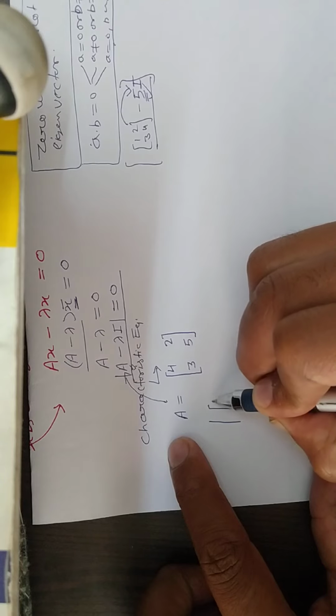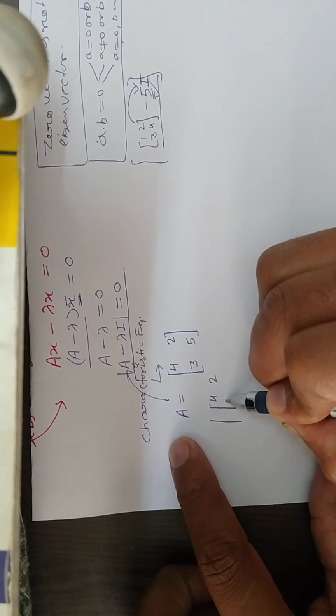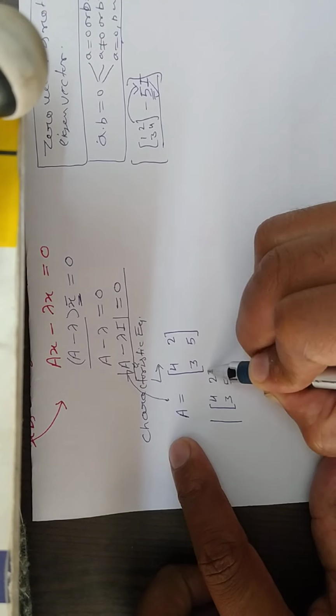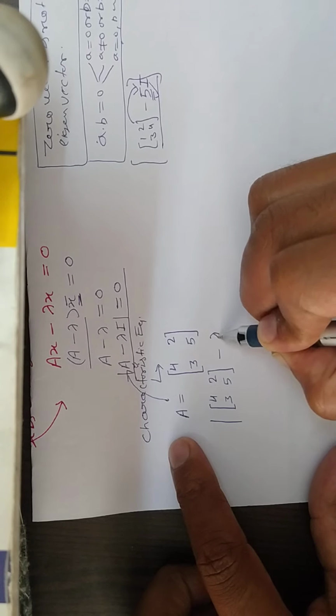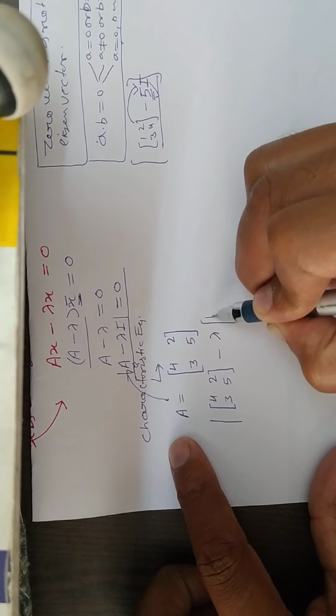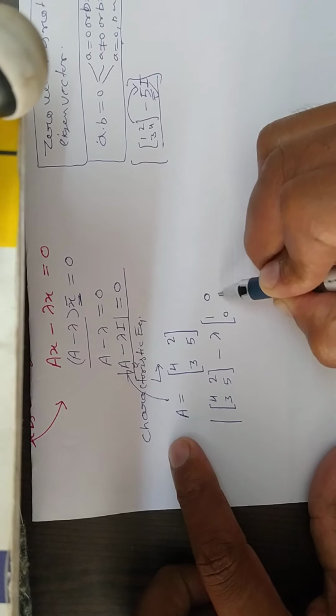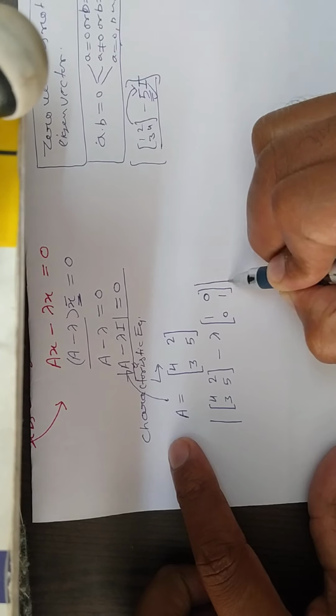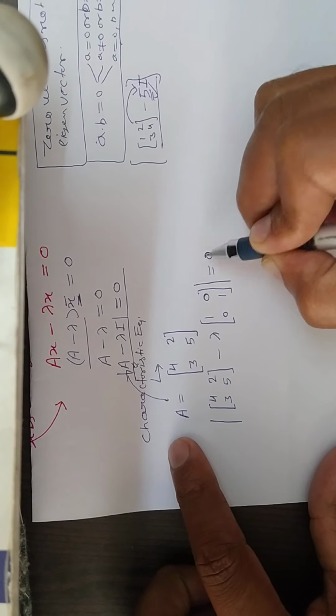A is [4, 2; 3, 5] minus lambda, where lambda is the eigenvalue, and we need a same order matrix, the identity matrix here. It is equal to 0.